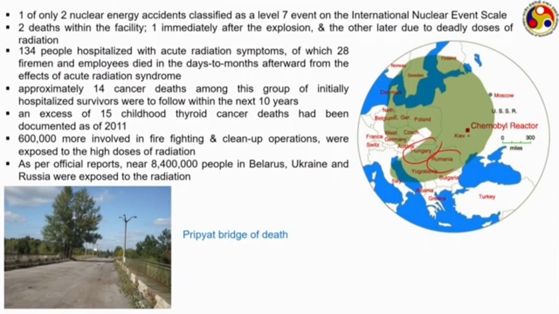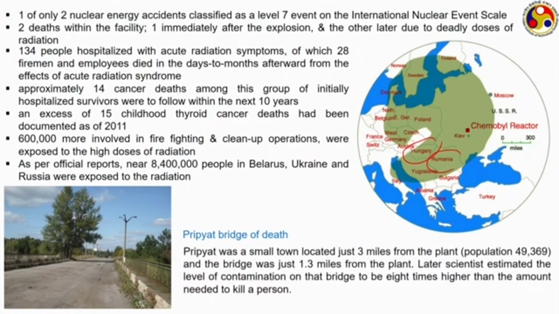This particular bridge, this is a new picture. There was a small town called Pripyat, located just about 3 miles away from the plant, having a population of around 50,000 at that time. In the early morning of that fateful night, they heard the huge explosion and rushed toward the Chernobyl plant, and on their way there was this particular bridge, which was just about 1.3 miles from the plant. So, they stood on the bridge to see what was happening.